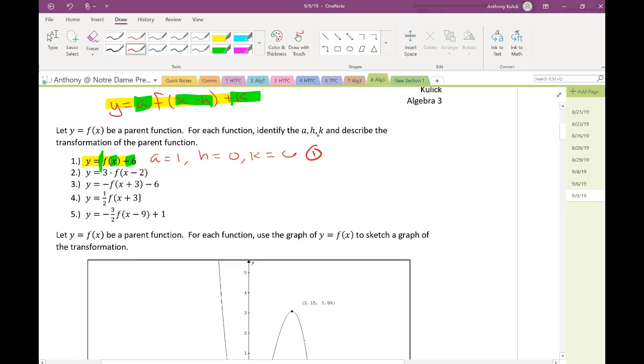If I look at 1, 1 is concerned with whether A is positive or negative. Since A is not negative, that doesn't do anything. So I'll just put a little dash there. 2 is concerned with the magnitude of A. Since the magnitude of A is still 1, that doesn't do anything. 3 is concerned with the value of H. Since the value of H is 0, that doesn't do anything. And 4 is concerned with the value of K. Since K is non-zero, that does something. Since K is positive, it's going to move it up. And since K is 6, it'll move it up 6.